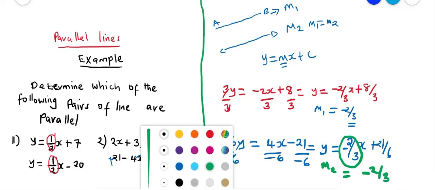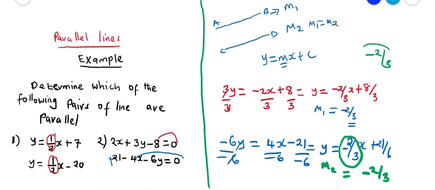Therefore the two gradients are equal. Both of them are negative 2 over 3, and therefore clearly what we can conclude here is that the two equations of the straight line are in fact parallel.